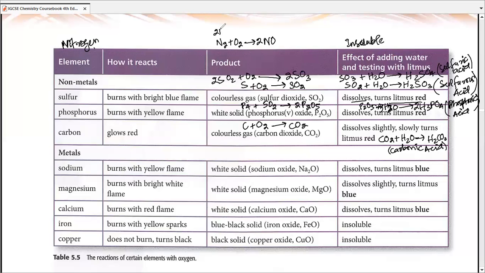However, this 2NO can further react with O2 to form 2NO2, and this 2NO2 is actually soluble in water in the presence of oxygen, like that, and gives us the nitric acid, which of course is going to turn the blue litmus paper red.